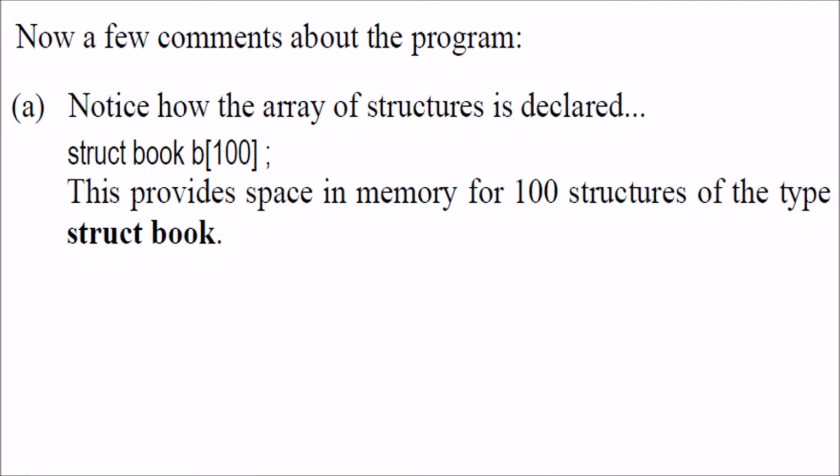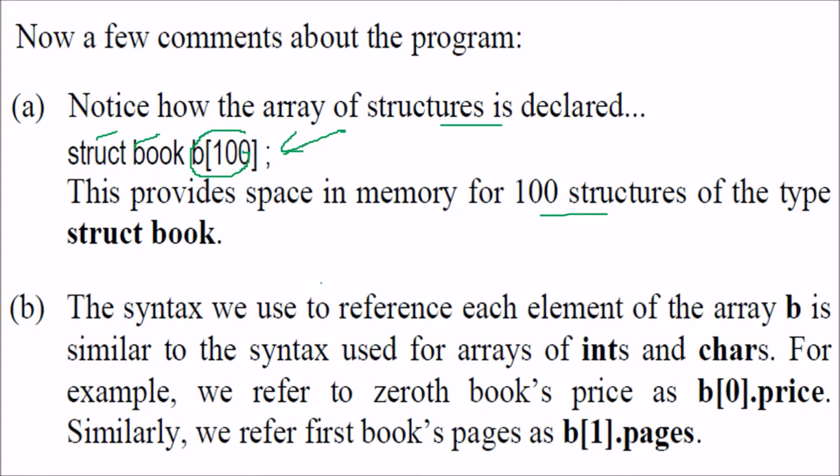So in this program we have to see that an array of structure is declared like this, struct book B100. So it gives you the space for 100 structures, and the syntax we use to reference each element of B is similar to the way we treat integer and character arrays. For example, the price of the 0th book will be B0 dot price, and the first book's page number will be B1 dot pages.